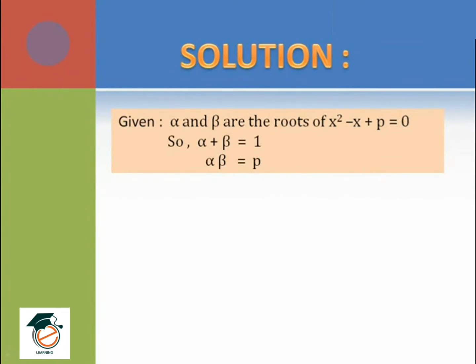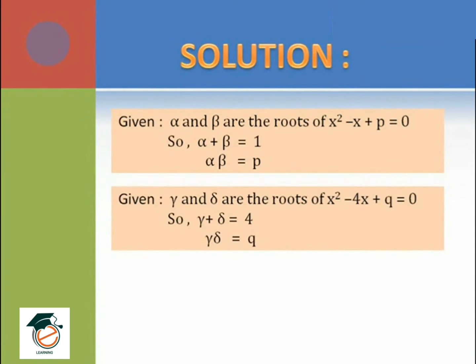Therefore alpha plus beta, which is the sum of roots, would be equal to 1, and the product of roots alpha beta would be equal to p. Also we have been given that gamma and delta are the roots of x square minus 4x plus q equal to 0. Therefore the sum of roots gamma plus delta is equal to 4, and the product of roots gamma into delta would be equal to q.